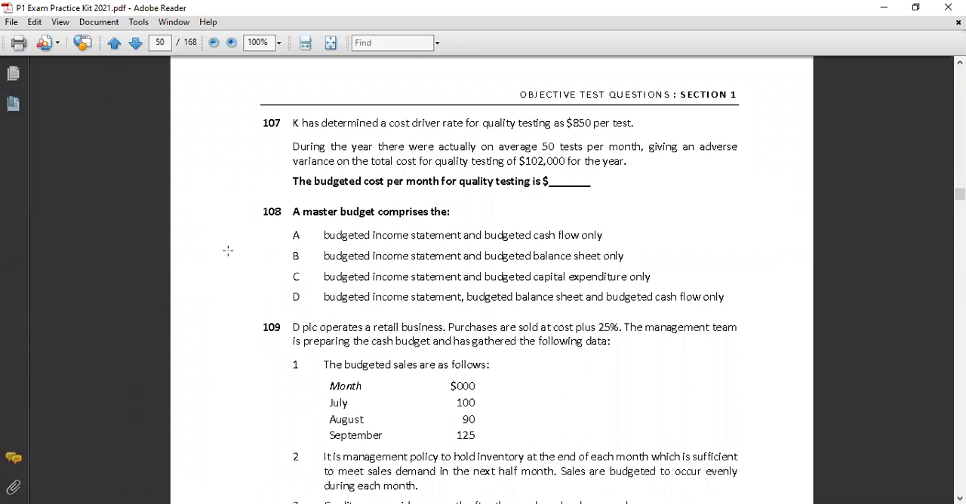K has determined a cost driver. I hope you're seeing. K has determined a cost driver rate for quality testing as $850 per test. During the year, there were actually on average 50 tests per month, giving an adverse variance on the total cost for quality testing of 102,000 for the year. The budgeted cost per month for quality testing is dollars.